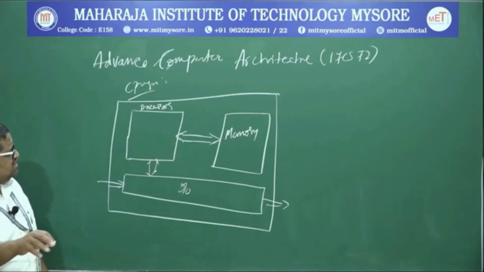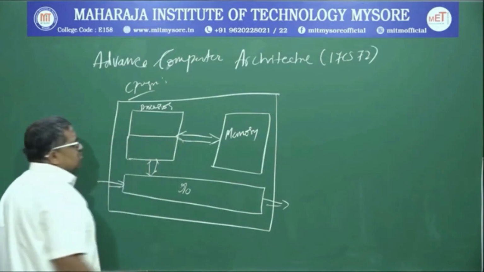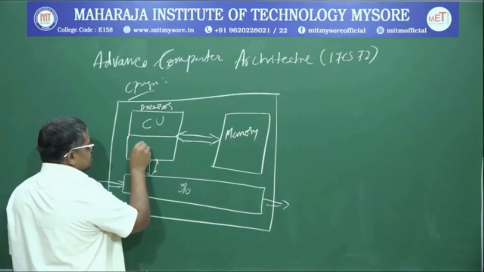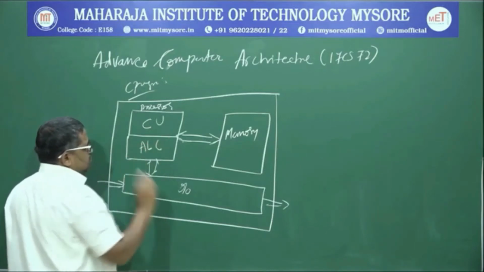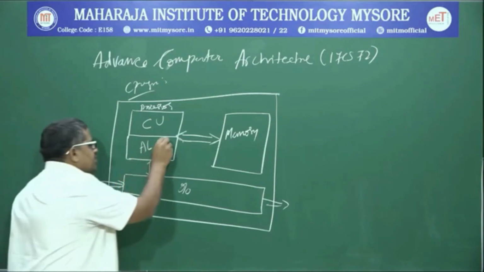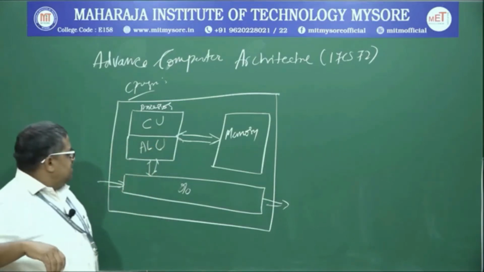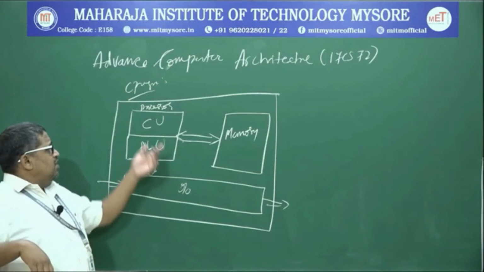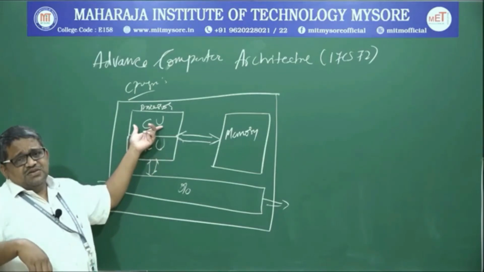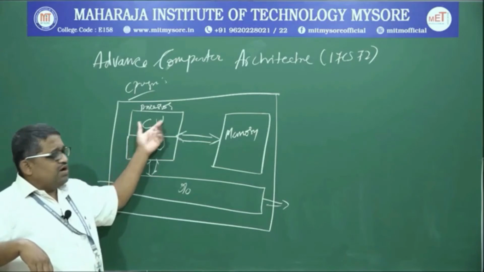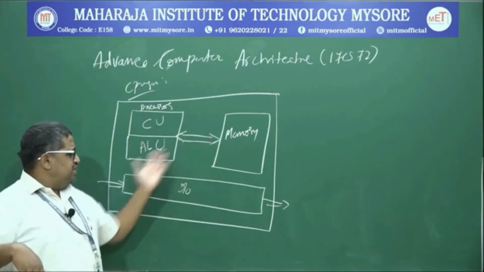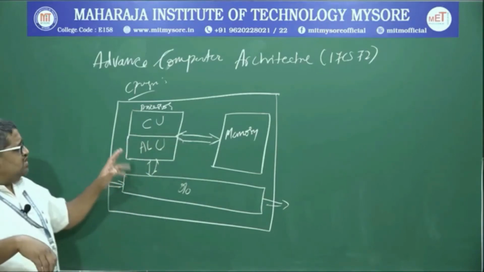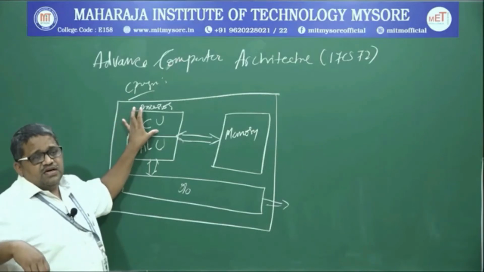Now, if you look into the processor, you would have come across 2 blocks. The first one I am going to call the control unit, and the other one is the ALU, the arithmetic and logic unit. As the name itself says, the control unit is basically used for controlling everything. It could be fetching from memory, controlling an IO device, or controlling the bus operation. All the controlling operations are taken care of by the control unit.